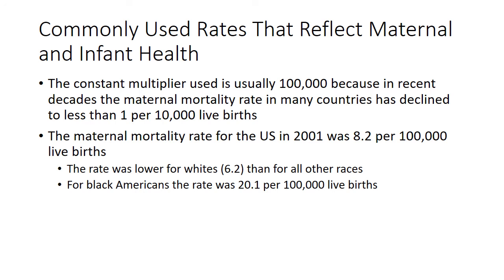So for instance, in 2001 in the U.S., our maternal mortality rate was 8.2 per 100,000 live births. You end up finding that the rate for whites was lower than for other races, but for Black Americans, the rate was 20.1 per 100,000. This is useful because it gives us an idea of what the differences are here. Are there other investigations we can do based on this information? Are there certain public health or behavioral interventions that we can make to try to shore up those numbers? And so this usually provides good food for thought and good research idea generation for future studies.